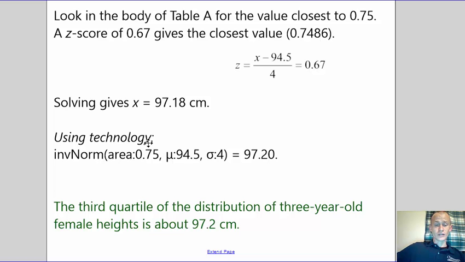You can also use your calculator, so you can plug in inverse norm by doing second vars, go to inverse norm, hit enter, and then the area is 0.75. It has a mean of 94.5 and a standard deviation of 4. That gives us that the value is 97.2. So using either of these numbers would be correct. The third quartile of the distribution of 3-year-old female heights is about 97.2.